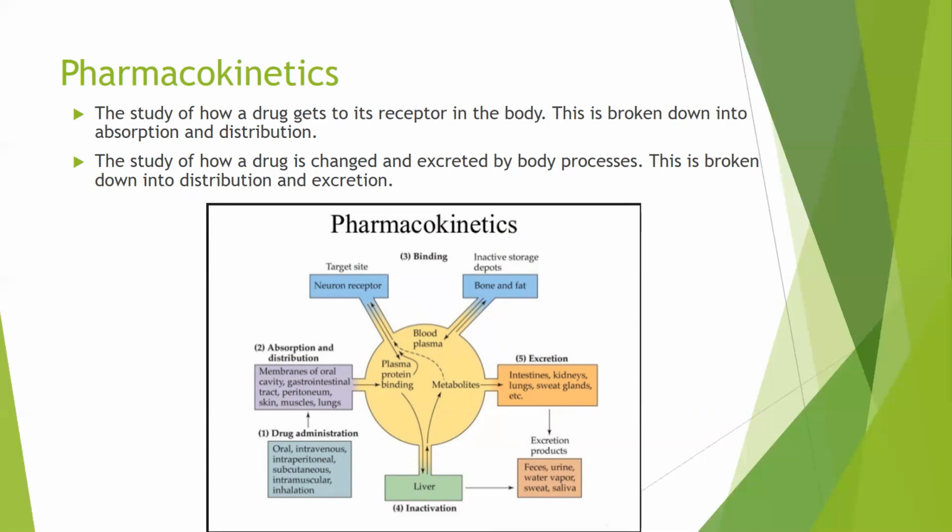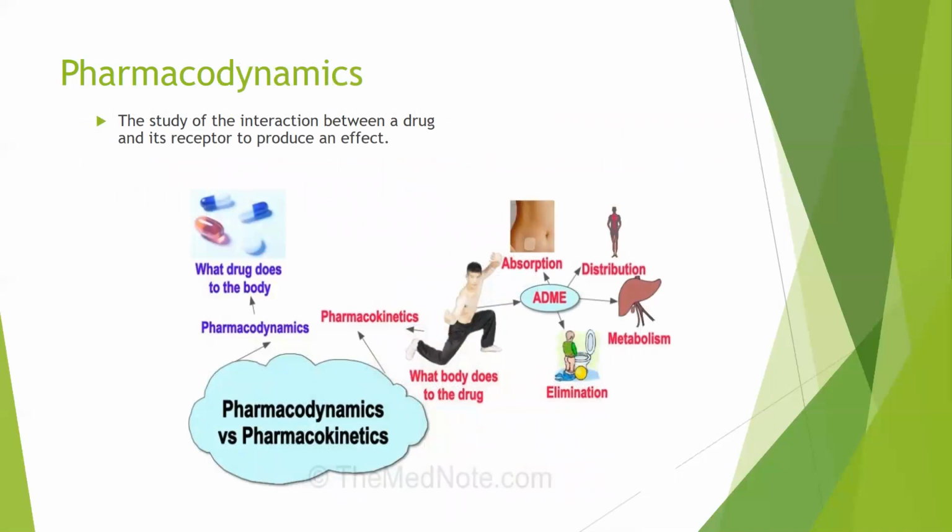With absorption, you have absorbing into the body fluids. With distribution, we have going to the sites of action. With metabolism, we have medications or drugs being metabolized into inactive or active metabolites. And excretion is removal of those metabolites from the body by various routes. So pharmacokinetics is the effect the body has on the drugs.